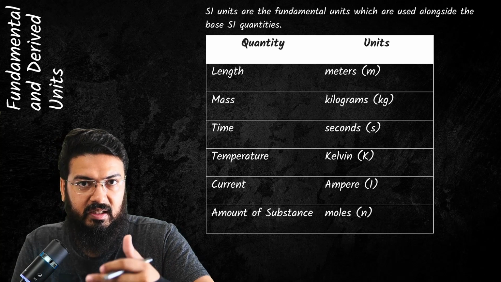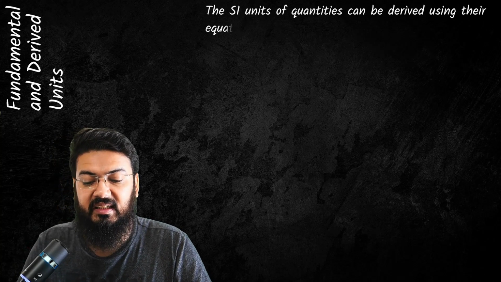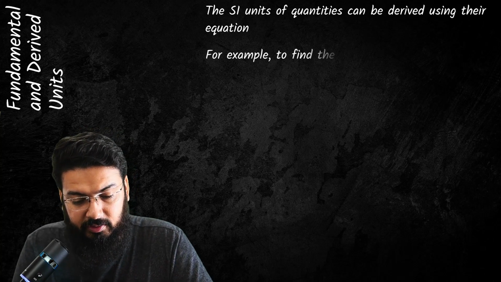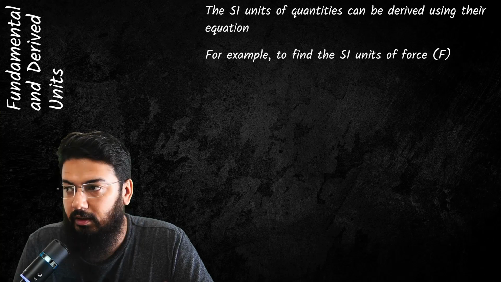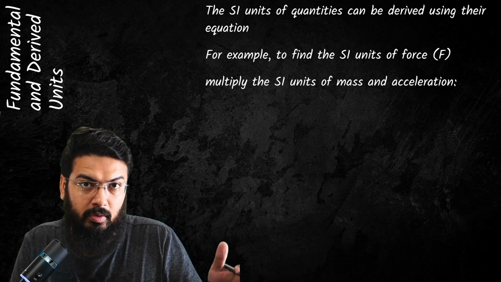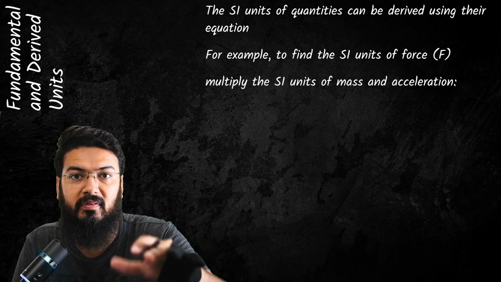Now, these right here are your fundamental quantities, and all the derived quantities are basically a combination of these fundamental quantities. All right, so let's take an example of force. Now, force is mass times acceleration. Now, mass is a fundamental quantity. Acceleration is a derived quantity. Why? Because it's a combination of length and time.